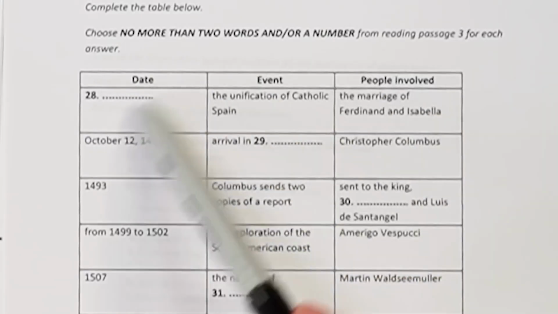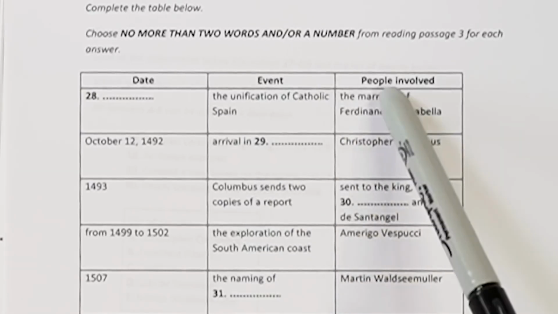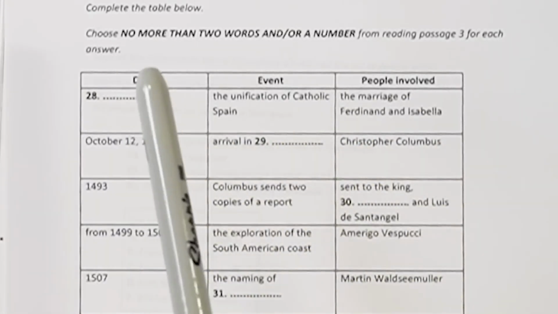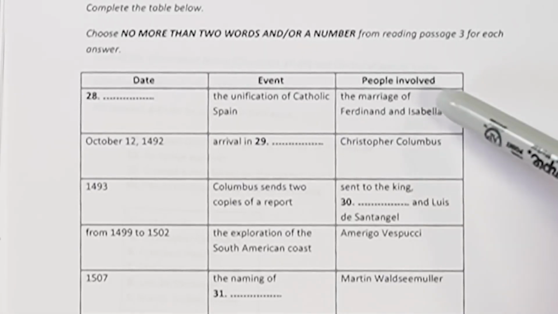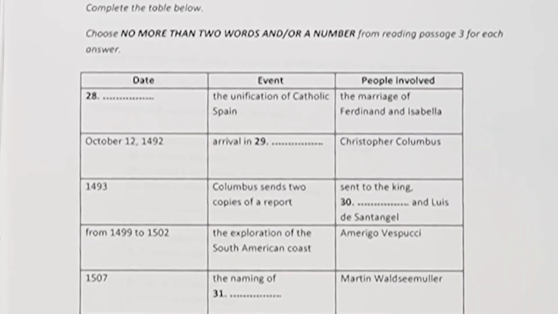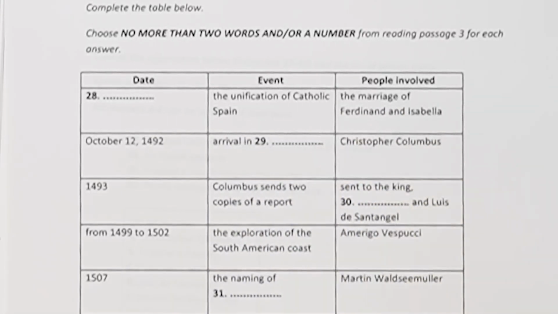Okay, so we need to understand the table here first. So we have date, event, and people involved. All right, so we have missing date here, the unification of Catholic Spain. And we have also the marriage of Ferdinand and Isabella. So what we need to do is think, are they going to have synonyms for here? Ferdinand and Isabella might talk about kings and queens. Unification of Catholic Spain. Spain is Spain. I don't think it's going to change. But unification, joining or reuniting or something like that.